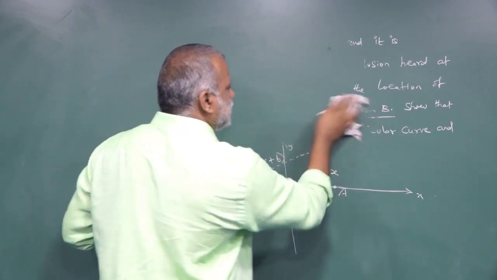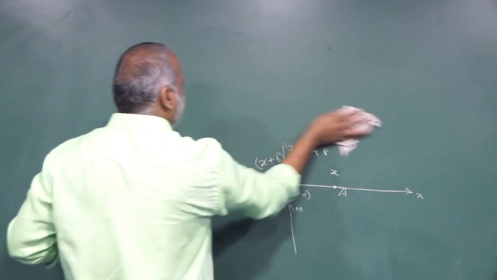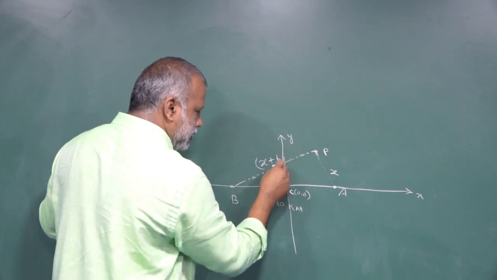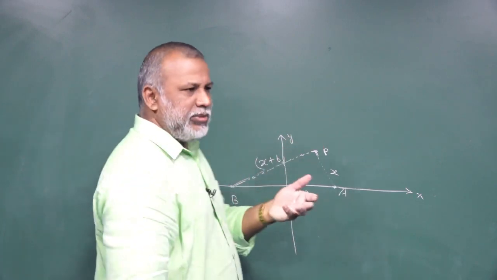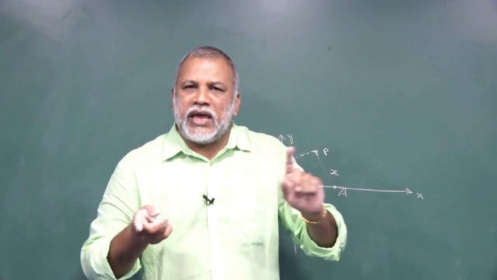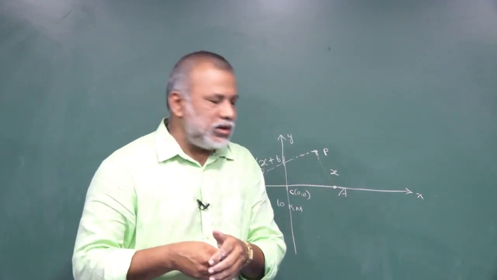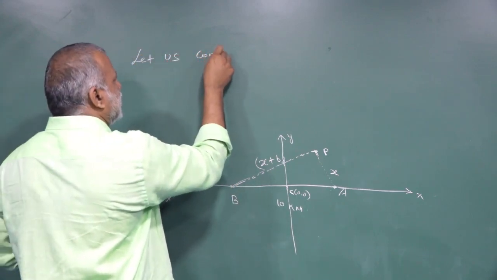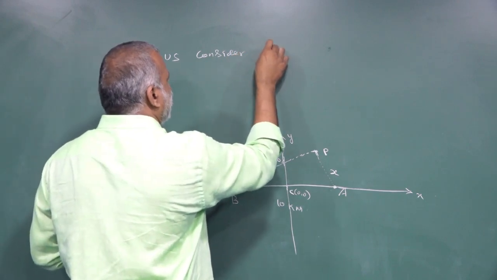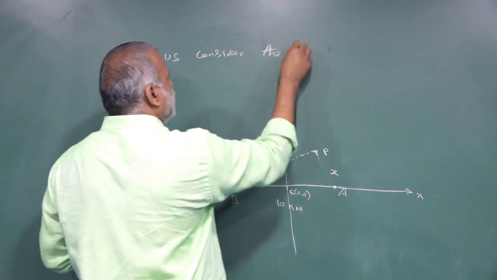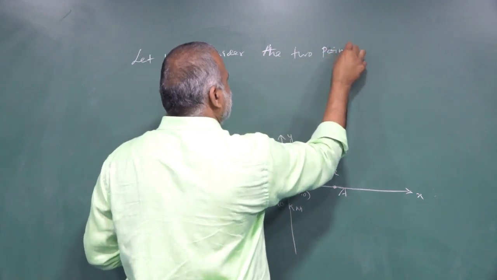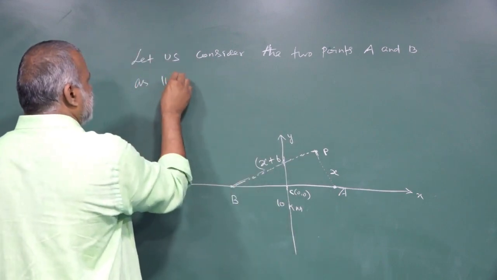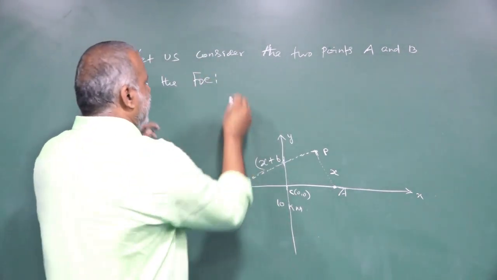Here also we are using the same logic we just used in the previous question. Now listen. This is the y-axis. Initially in the previous question, the two fixed points A and B are considered to be the foci of a hyperbola. Here also I am considering. Let us consider the two points A and B as the foci of a hyperbola.